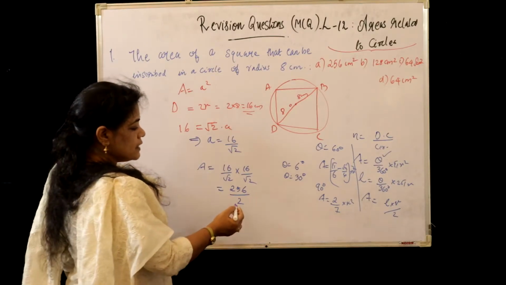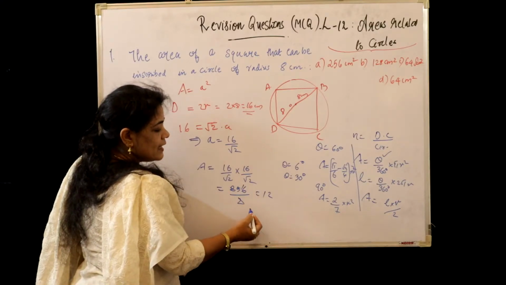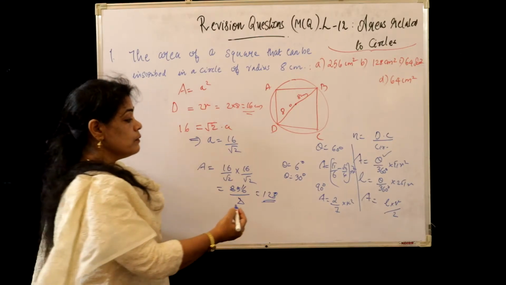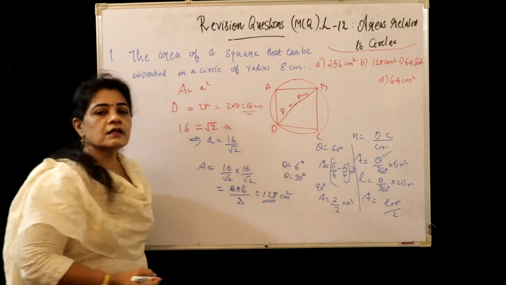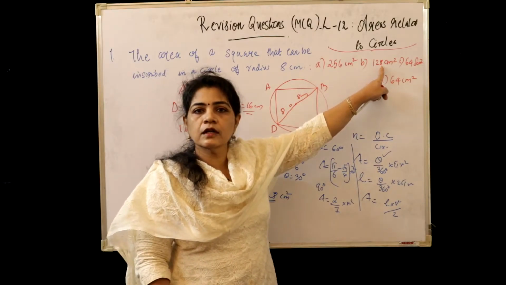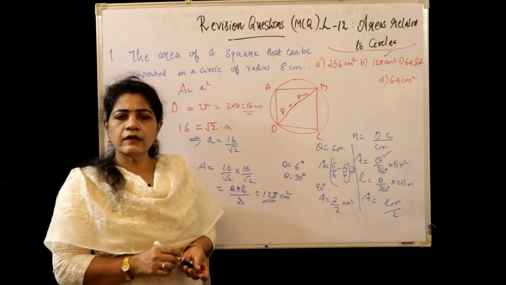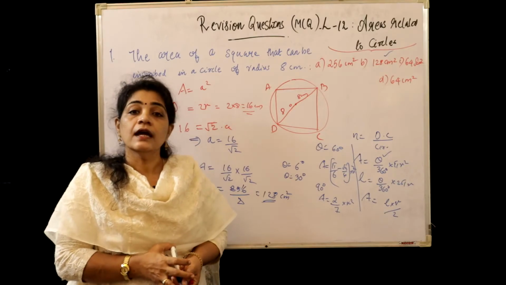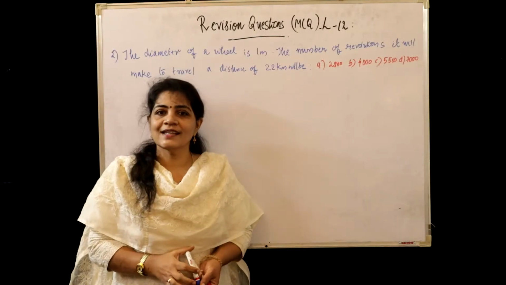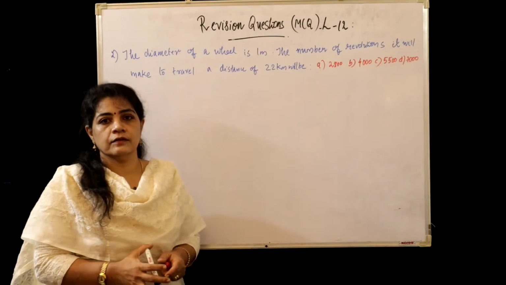Then you can reduce, that is 2 into 1 time, 2 in 5, 2 times, 1 carry, and in 16, 8, that is 128. That is centimeter square, since the radius is in centimeter, so area is in centimeter square, that means square unit. So you can see 128 centimeter square in the options, that is option B is the correct option. It's very simple: apply the formula of the diagonal of a square, that is equal to root 2 into A.